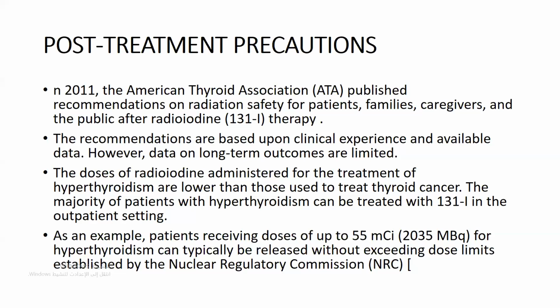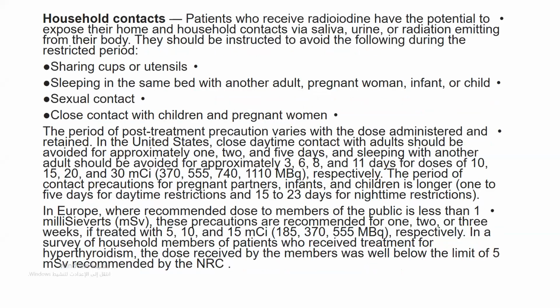The majority of patients with hyperthyroidism can be treated with iodine-131 in the outpatient setting. Patients receiving a dose of 55 mCi for hyperthyroidism can typically be released without exceeding the dose limit established by the Nuclear Regulatory Commission. But again, what to do with the household contacts after the patient receives radioiodine ablation? Patients who receive radioiodine have the potential to expose their home and household contacts via saliva, urine, or radiation emitting from their body. So there is a risk of giving radiation to the people in the home. That's why we have to follow some precautions.